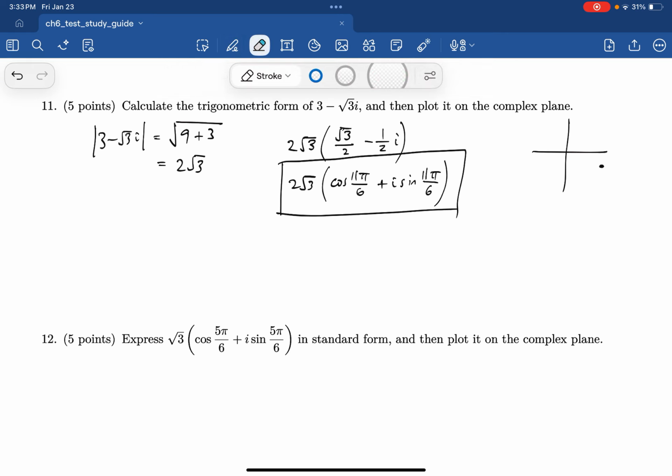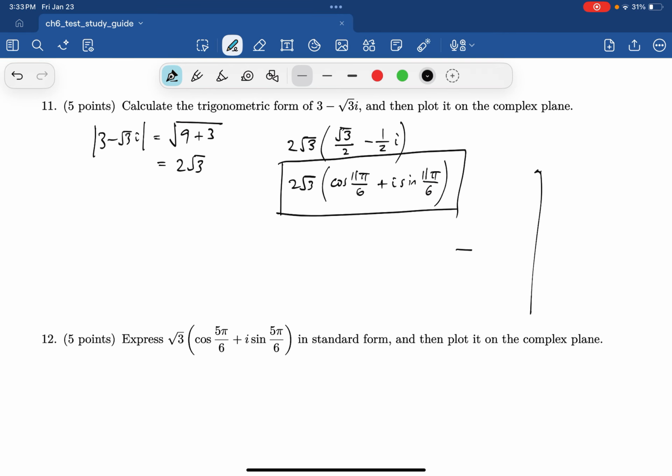All right, and so how would I plot this? When you're plotting it, just make sure it's in the right quadrant, close to the right axis. Maybe label an angle and a magnitude. That's enough.